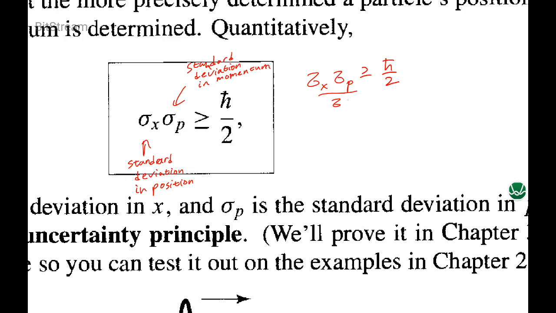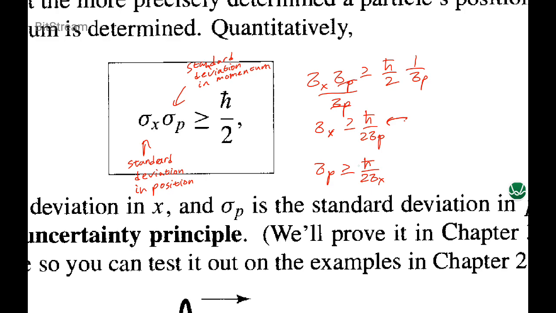So I can go ahead and divide both sides by my standard deviation in momentum space, and I could do the same thing for my standard deviation in x. So if I make a very precise measurement of my real space so that sigma x is very, very small, in order for this number to be very, very small, that means that sigma p has to be very large.